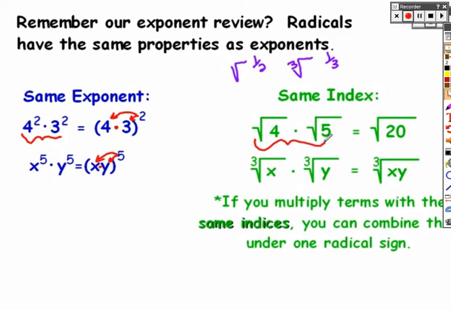Similarly, if I have the square root of 4 times the square root of 5, I can write that as the square root of 20. So on the previous problems, we've been kind of factoring radicals to get this, but certainly we can go the other way and multiply radicals as long as they have the same index, or as long as I'm taking the same root. I can combine them under one radical.